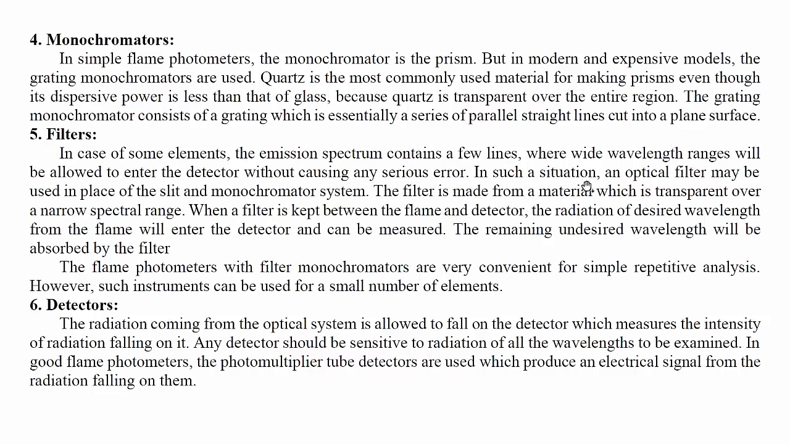In such a situation, an optical filter may be used in place of the slit and monochromator system. The filter is made from a material which is transparent over a narrow spectral range. When a filter is kept between the flame and detector, the radiation of desired wavelength from the flame will enter the detector and can be measured. The remaining undesired wavelength will be absorbed by the filter.